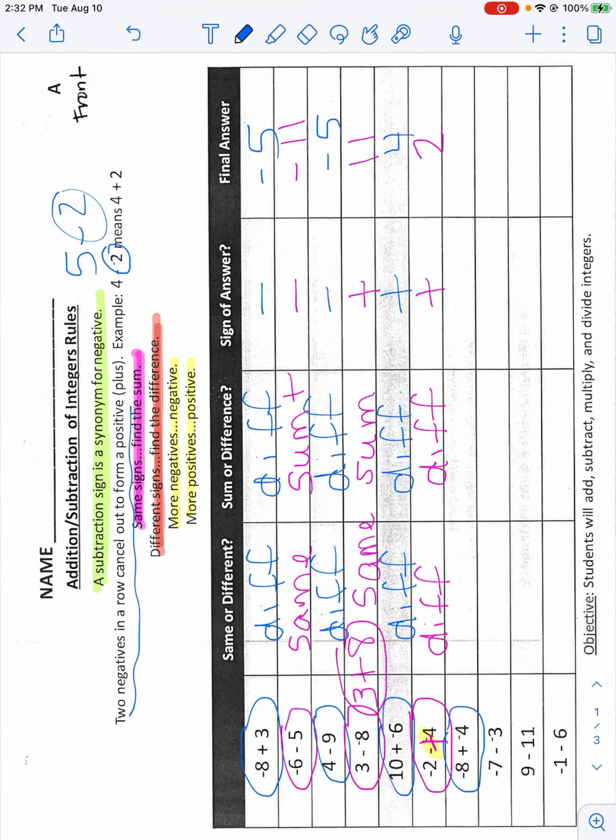Negative 8 plus negative 4. Negative 8, negative 4. Same signs. If your signs are the same, you're going to find the sum. Anytime you're combining 2 negatives, your answer is going to have to be a negative. You spent $8 yesterday, then you spent another $4 today. Altogether, you've spent $12. You're negative 12.